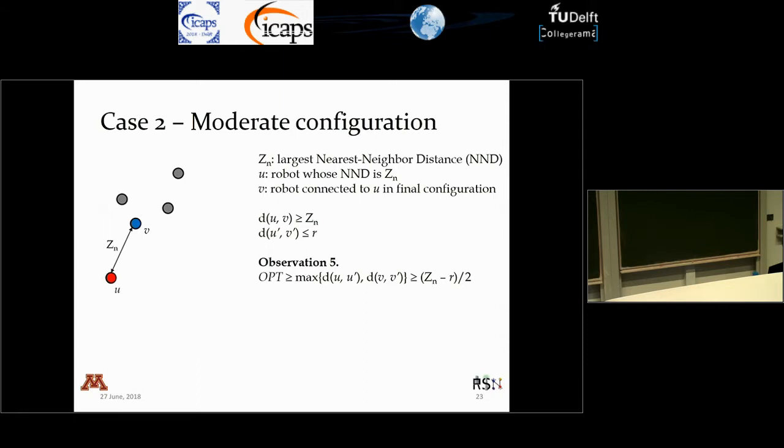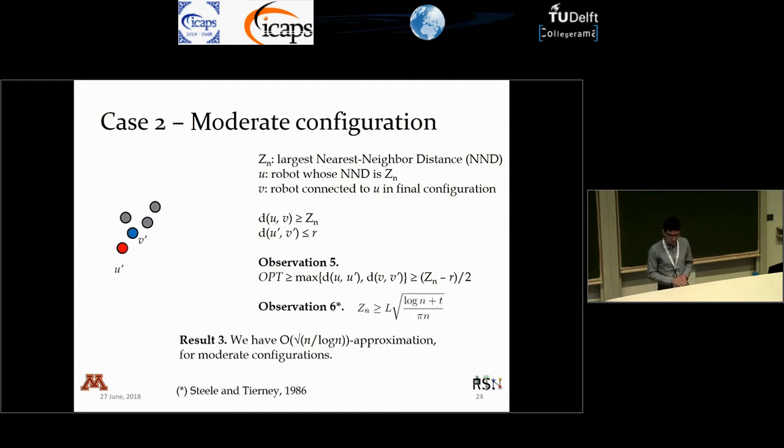Then we know that the maximum movement of these 2 robots, u and v, is going to be at least z sub n minus r over 2, and this constitutes a lower bound for the optimal solution. And we then use an existing result for a lower bound of z sub n, and then we conclude that we have a root n over log n approximation for moderate configurations.